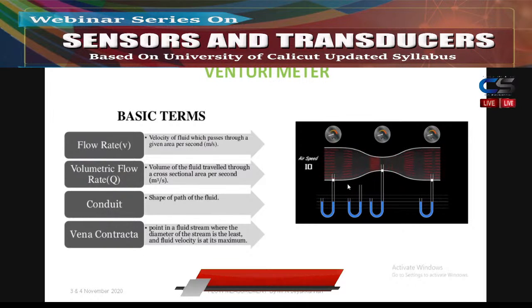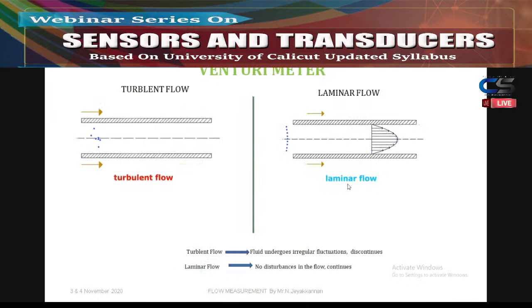When we consider flows, there are two types. The first is turbulent flow and the second is laminar flow. Can you find any difference in the diagram?